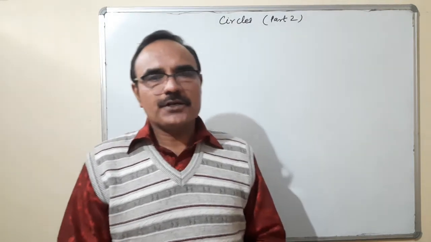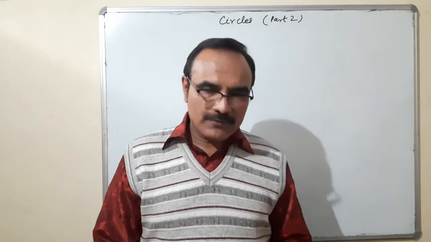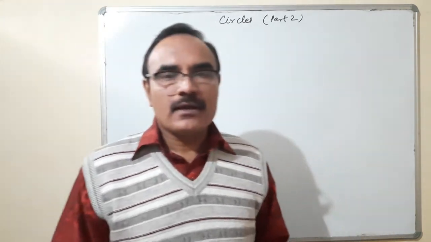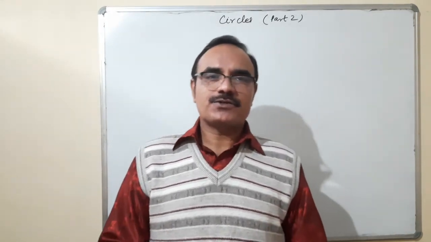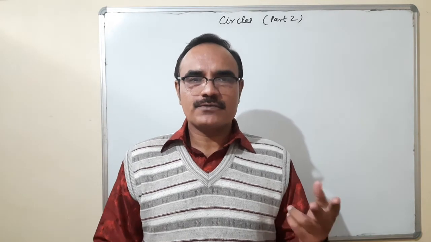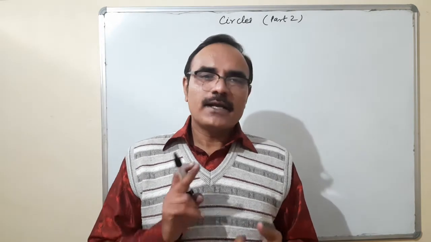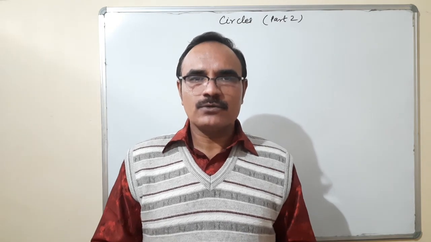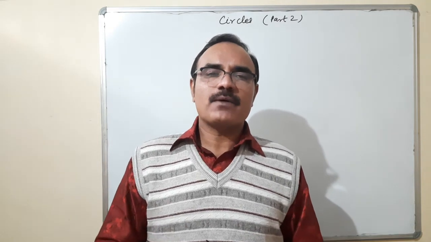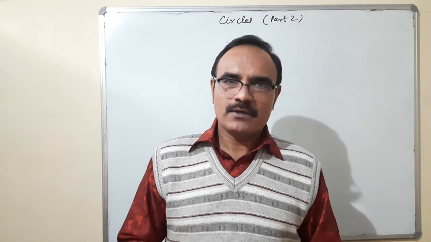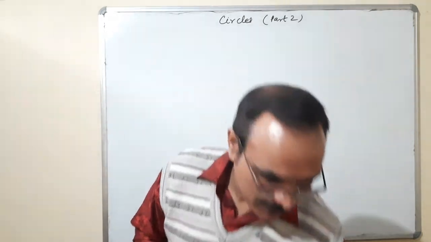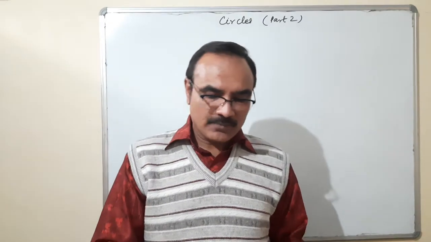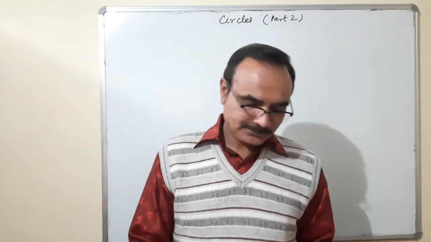Hello. In continuation with the chapter Circles, today we'll discuss some questions of exercise 10.2. But before discussing these questions, two theorems which I told you. Number one, a tangent to a circle is perpendicular to the radius through the point of contact. And number two, lengths of tangents drawn from an external point to a circle are equal. Keep these two theorems in your mind, and on the basis of that, we are solving the questions of this exercise 10.2.